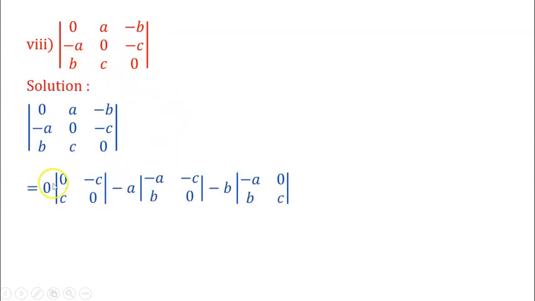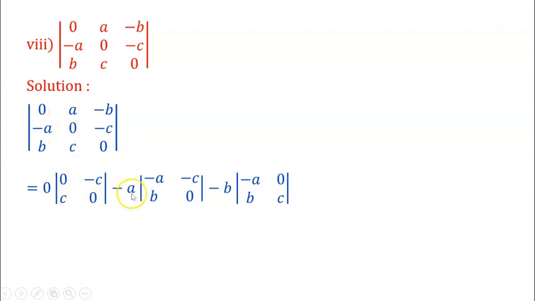Okay, now next, question number 7. 0 A minus B, minus A 0 minus C, and the last third row B C 0. Now evaluate this again. 0 into, eliminate the element in the first column, first row. You will get here 0 minus C, C 0. Again here 0 is multiplied with this determinant. Overall the value will be 0.